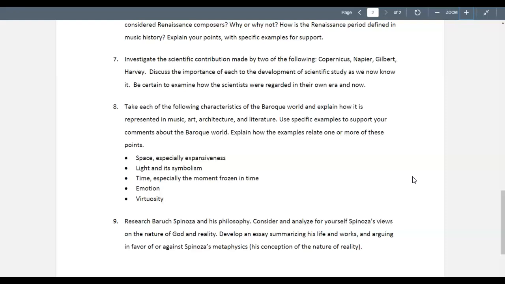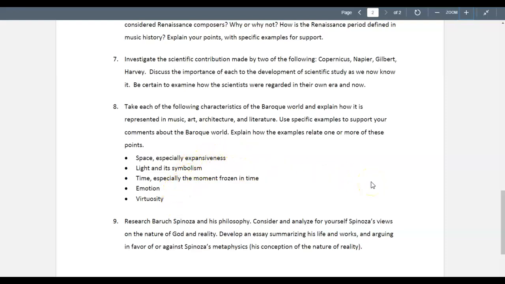The next topic expands beyond just a particular one. The previous topic was just about science. The one before that was about music. The one before that was about art. The one before that was about architecture. Well, this one's asking you to look at a little bit of all of those: music, art, architecture, and literature of the Baroque world. And you get to use specific examples, and you get to talk about these five points. I'll give you bulleted points that you need to make sure that you discuss how your examples relate to one or more of these points.